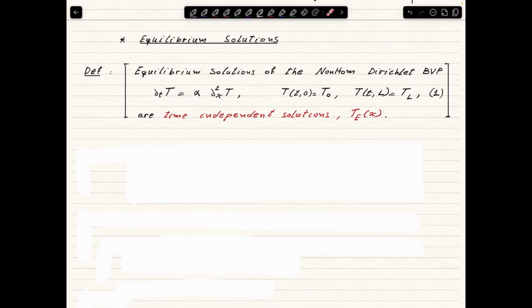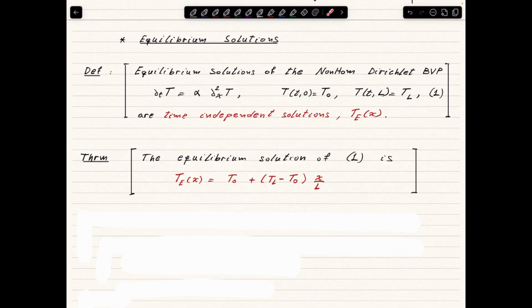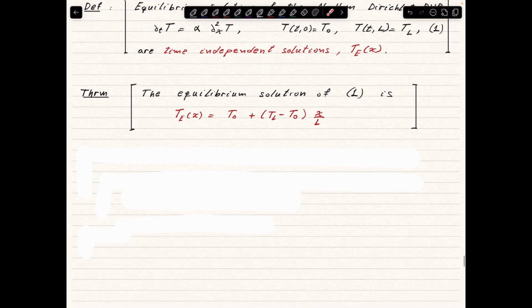And this is what we say in this theorem. The equilibrium solution for the boundary value problem with these boundary conditions is unique and is given by this function here, where T0 is this number and TL comes from here, and this is T0, and here we have L. So it's a linear function of x. Why? Because the equation for TE again is second derivative equals 0. And this is essentially the proof.